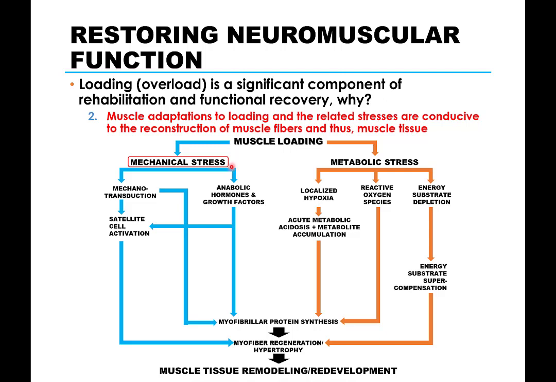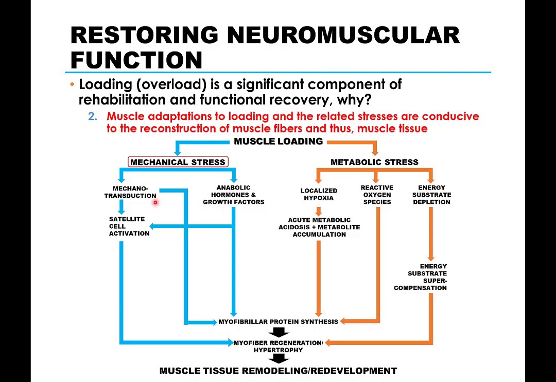So now that we have a general understanding of what mechanical stress is, the next question is, how does mechanical stress connect to muscle regeneration and remodeling? How does it help rebuild the injured muscle? The two primary pathways through which mechanical stress promotes muscle anabolism, regeneration, hypertrophy, and remodeling include mechanotransduction and so-called anabolic hormones and growth factors.